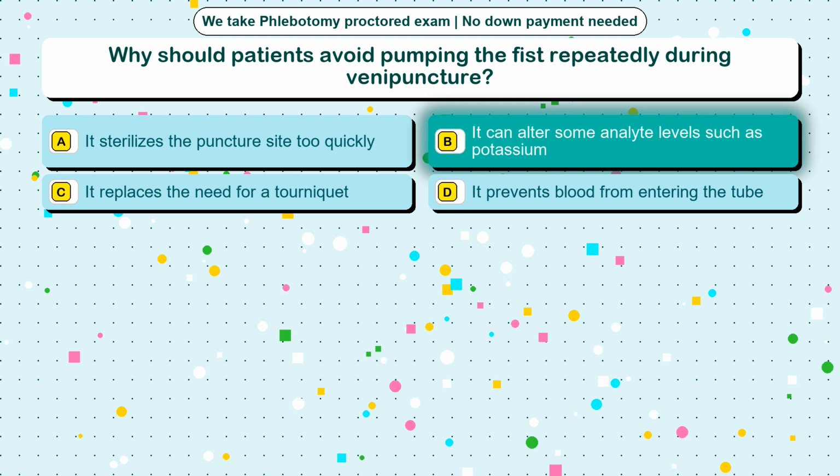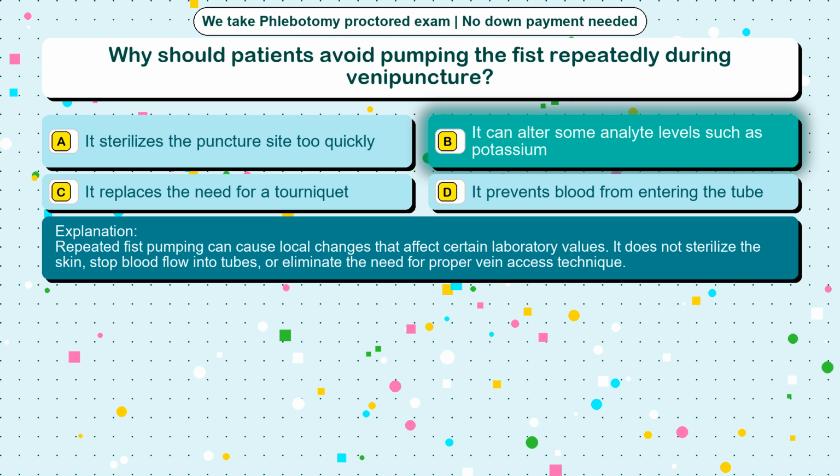The correct answer is option B, it can alter some analyte levels such as potassium. Repeated fist pumping can cause local changes that affect certain laboratory values. It does not sterilize the skin, stop blood flow into tubes, or eliminate the need for proper vein access technique.